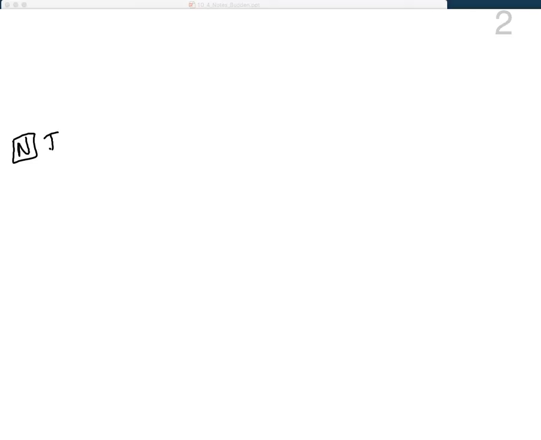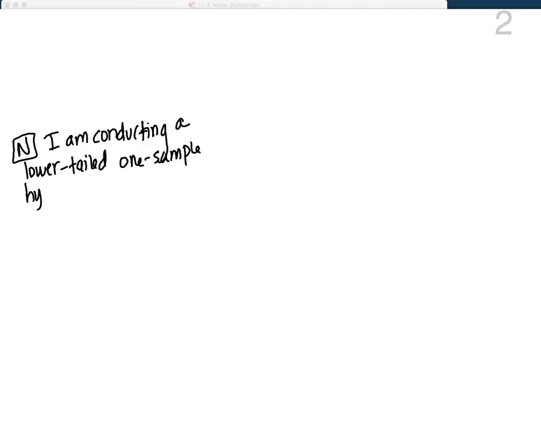Okay, so for N, I am conducting, what's the first thing we need to say? A lower tailed. What do you think the test name is called? One sample hypothesis test for population mean. Using, here's one of the big changes. For mean, you are using the T critical values table.